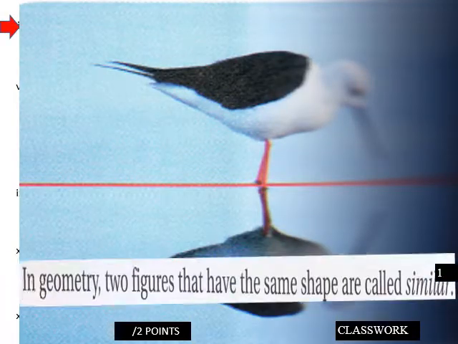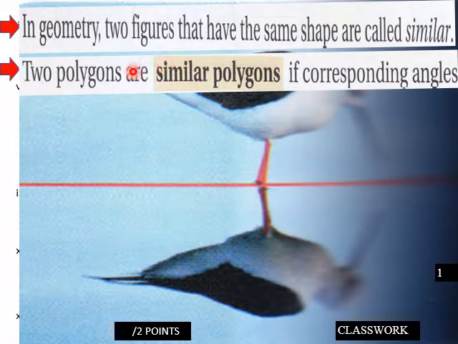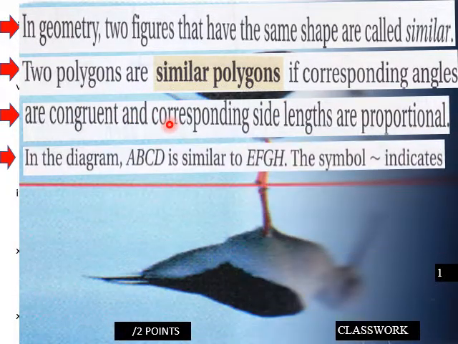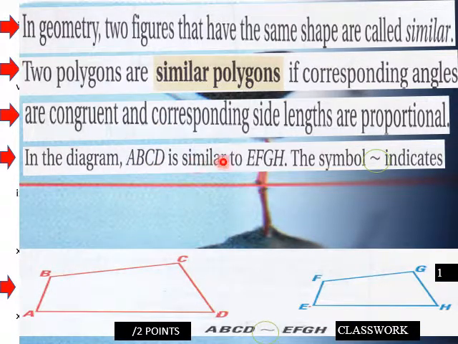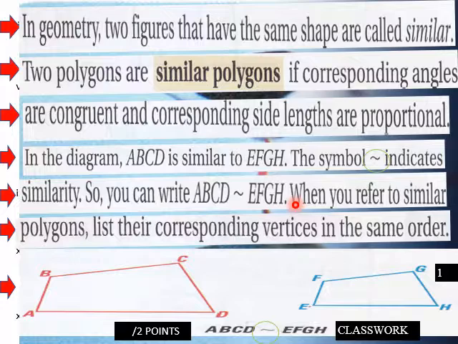Okay, into our lesson. In geometry, two figures that have the same shape are called similar. Two polygons are similar polygons if corresponding angles are congruent and corresponding side lengths are proportional. In the diagram, ABCD is similar to EFGH. The symbol tilde indicates similarity. So you can write ABCD tilde EFGH when you refer to similar polygons.